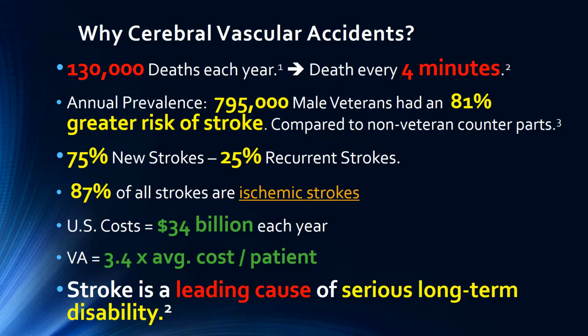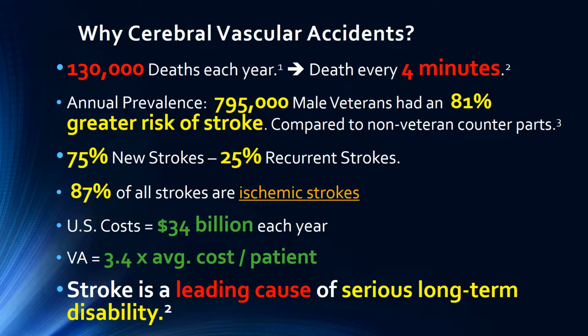So, are cerebral vascular accidents pertinent to our patient population? Of course they are. 130,000 deaths occur within the American public each year. That's a death every 4 minutes. 75% of these are new strokes. 25% of these are recurrent. The annual prevalence is close to 800,000. Male veterans showed to be at an 81% increased risk of having CVAs or strokes.